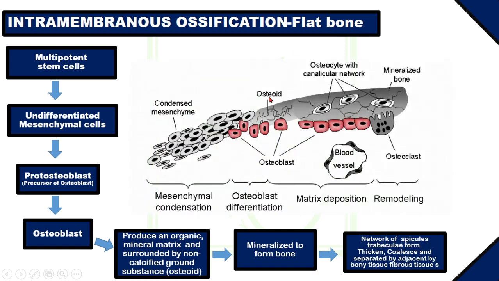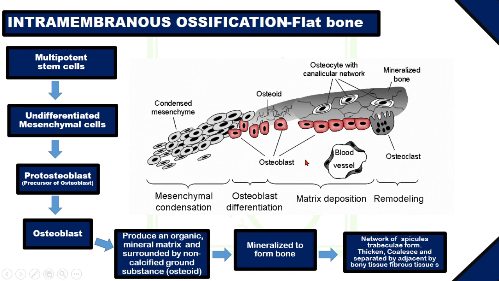If you see in the picture, multipotent stem cells of the cranial neural crest, somites, and mesodermal layer of an embryo differentiate into mesenchymal cells. These mesenchymal cells condense to form condensed mesenchyme. Mesenchymal cells develop into osteoblasts, and these osteoblasts are surrounded and mineralized by ground substance and minerals to form bones.